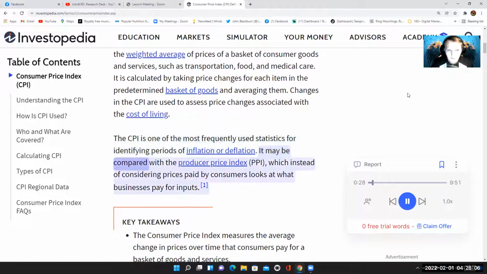It may be compared with the Producer Price Index, PPI, which instead of considering prices paid by consumers looks at what businesses pay for inputs.